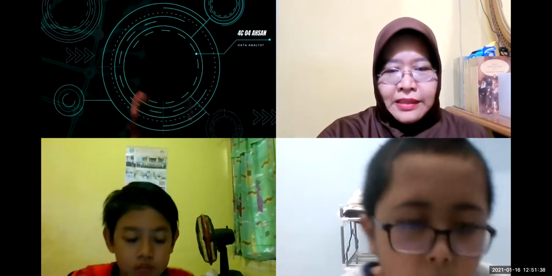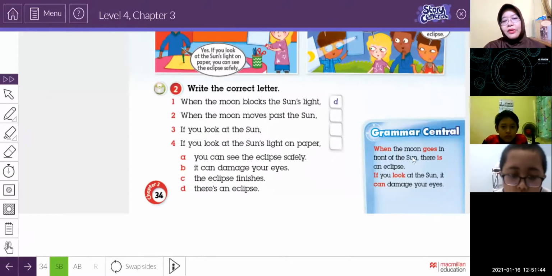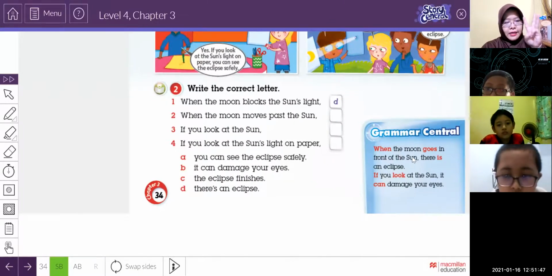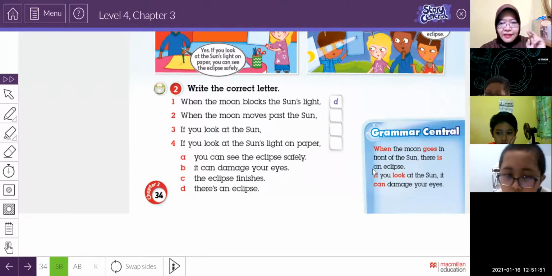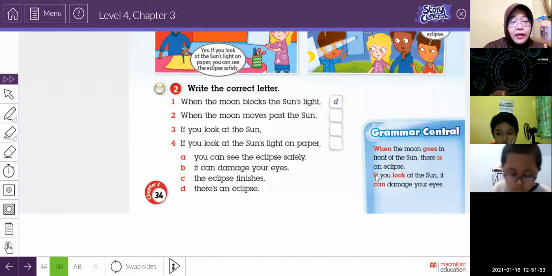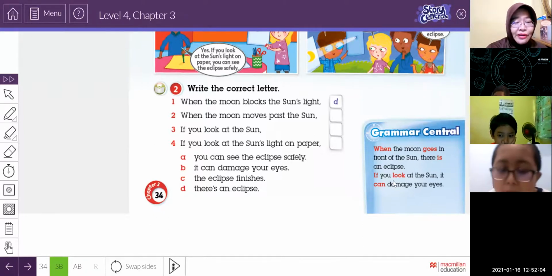Okay, now take a look at this. This is your after Zoom task. Actually, you are going to make 2 sentences with when and 2 sentences with if. But this time about the lunar eclipse. We already talked about the solar eclipse. Now you're going to make sentences about lunar eclipse. What is a lunar eclipse again, guys?